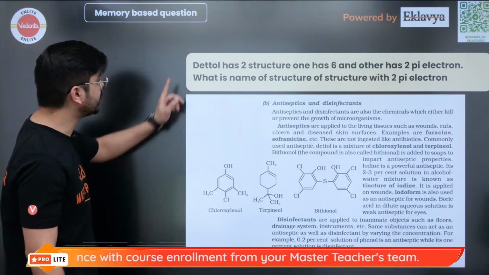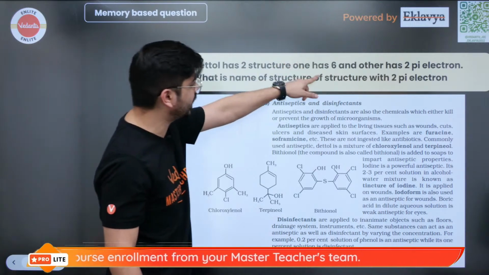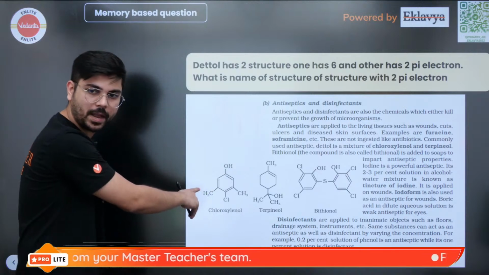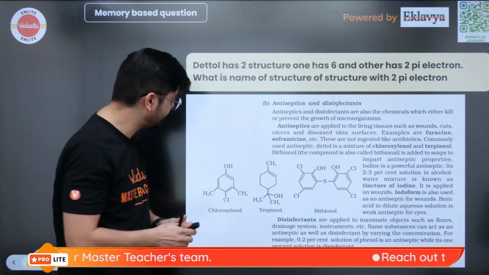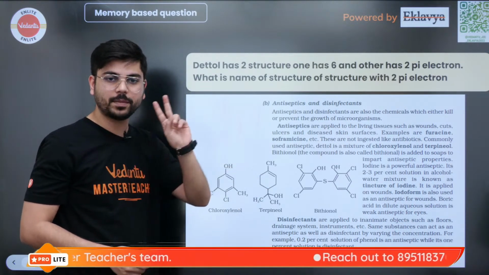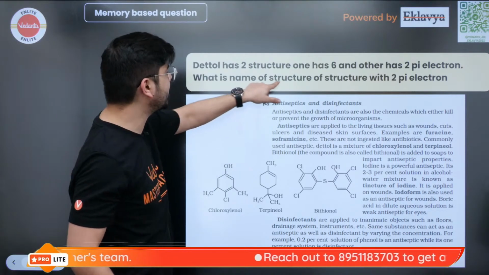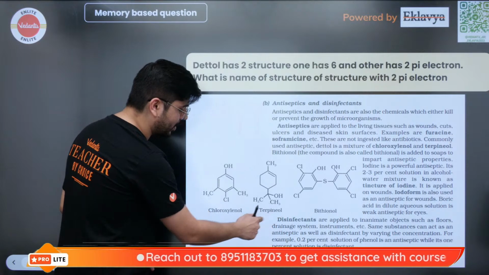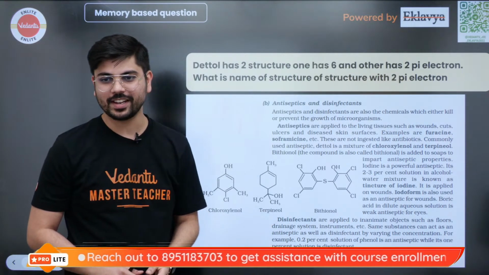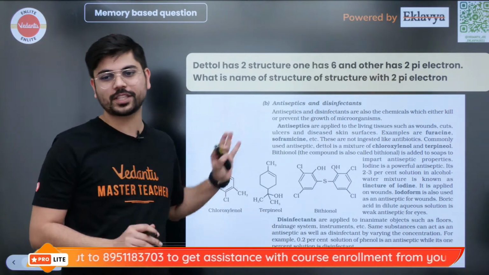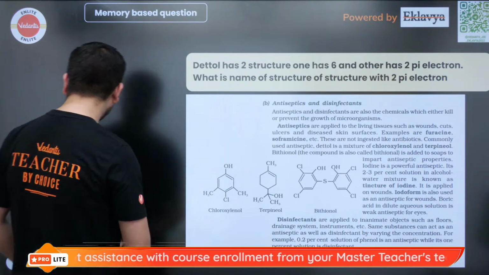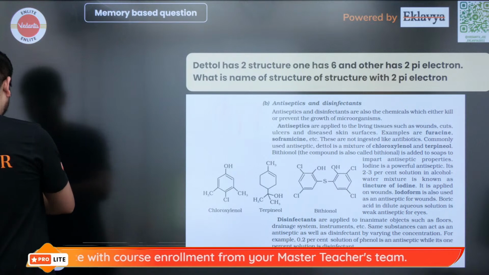Now the question was, Dettol has two structures, one has 6 and other has 2 pi electrons. So you can see we have 3 pi bonds, that means 6 electrons. We have just 1 pi bond, that means 2 electrons. What is the name of the structure with 2 pi electrons? I think we know the answer. It is terpineol. So how many of you knew the answer to this question? Tell me in the chat box. How many of you already knew the answer to this question?